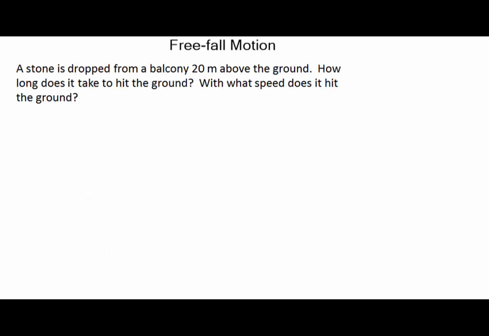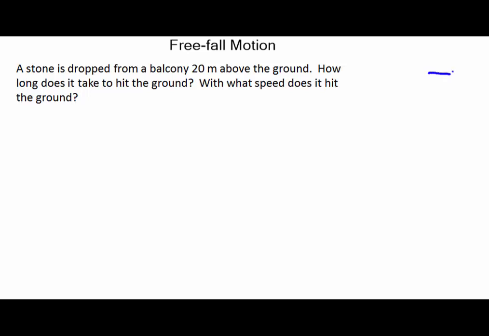So we're going to discuss free fall motion in the context of this example problem, which states that a stone is dropped from a balcony 20 meters above the ground, and it asks us how long does it take to hit the ground and with what speed does it hit the ground. As always, the first thing you want to do in solving a physics problem is draw a picture that captures the question and the situation.